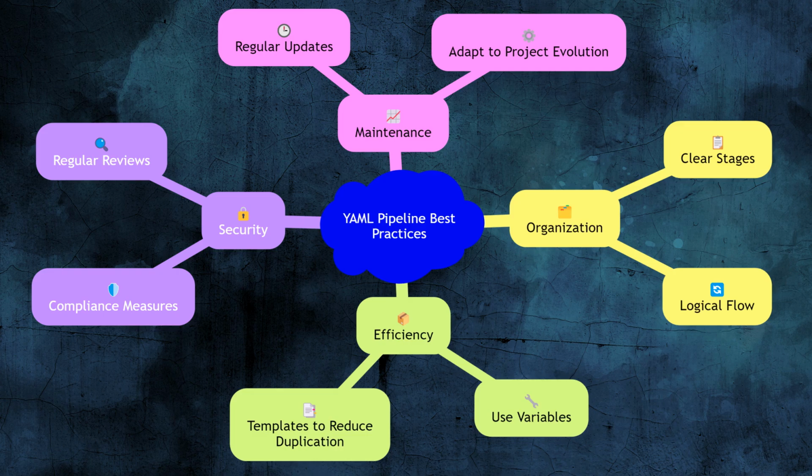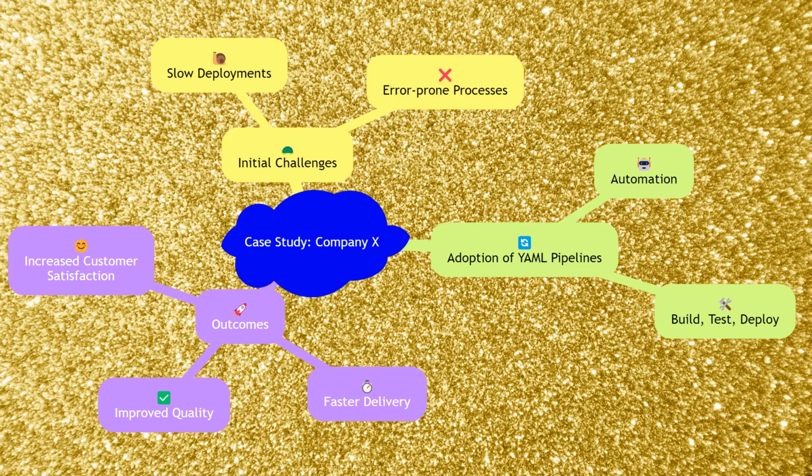To get the most out of your YAML pipelines, it's important to follow best practices. This includes organizing your pipeline into clear and logical stages, using variables and templates to reduce duplication, and implementing security and compliance measures. Additionally, regularly reviewing and updating your pipeline configurations can help ensure that they remain efficient and effective as your project evolves. Let's look at a case study of a company that successfully implemented YAML pipelines.